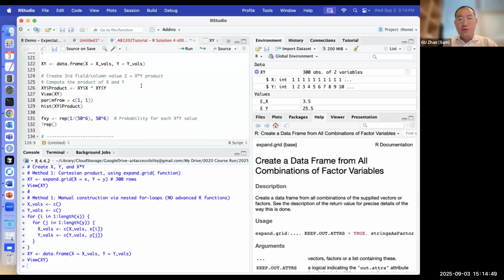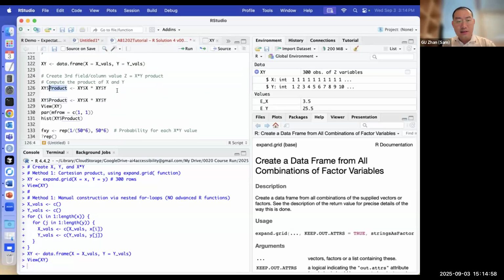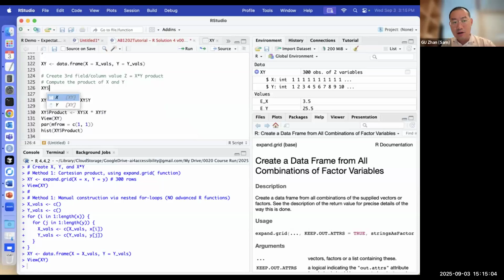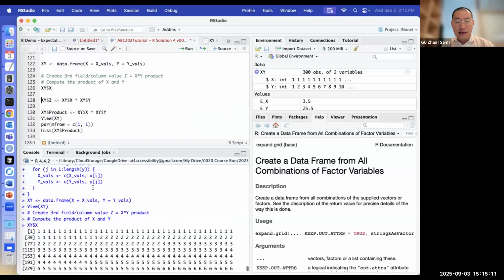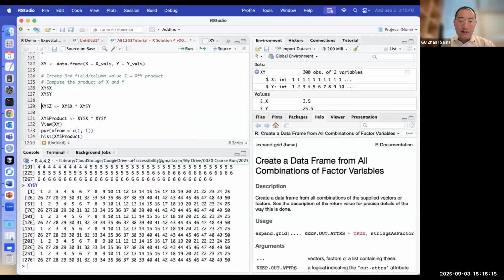Next we are going to create a product, and this product is actually z. For the data frame xy, if you type a dollar sign, you're able to access either the x variable or the y variable. So we can have a look. These are the 300 x variables, and if you change it to y, it gives you the 300 y variables.